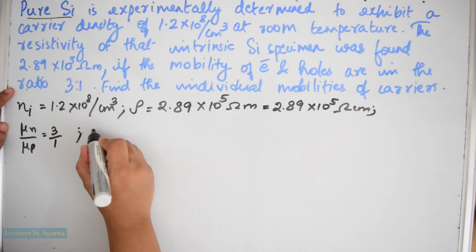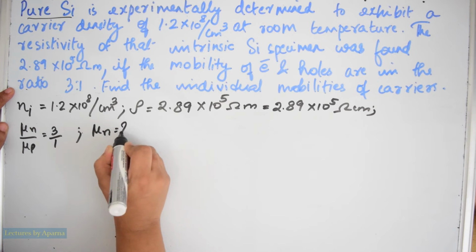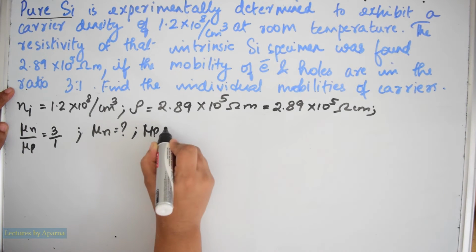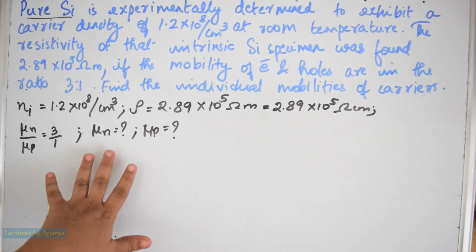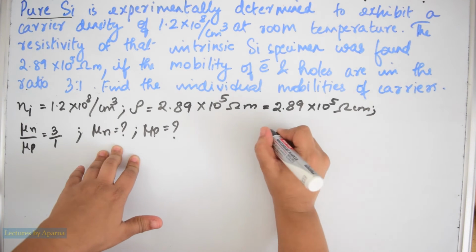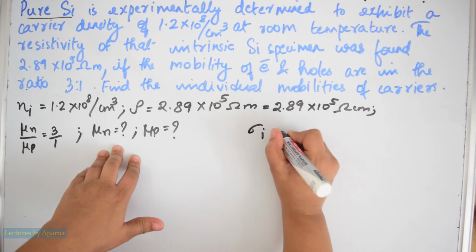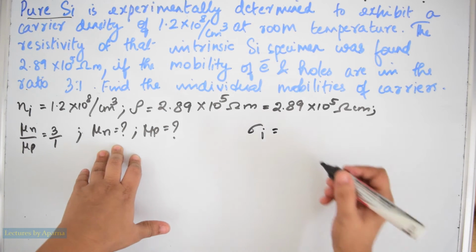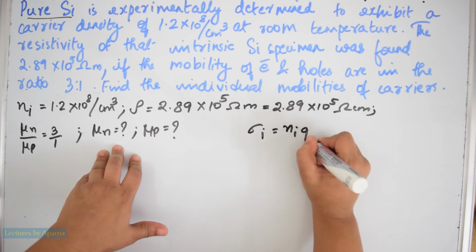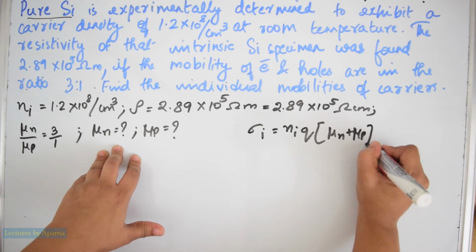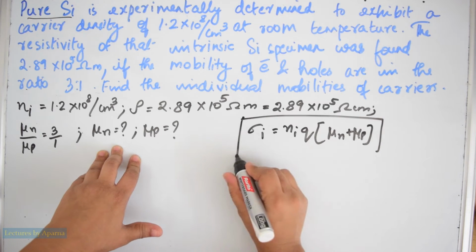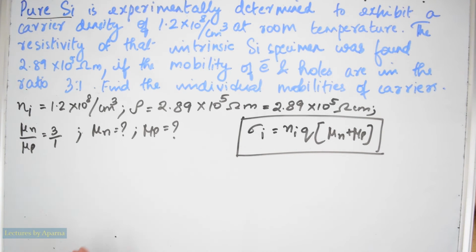Find the individual mobilities of carriers. Mu n we have to find, and then mu p also we have to find. To do this problem, we have to know the equation for intrinsic conductivity, which is Niq into (mu n plus mu p). This is the conductivity of an intrinsic semiconductor.